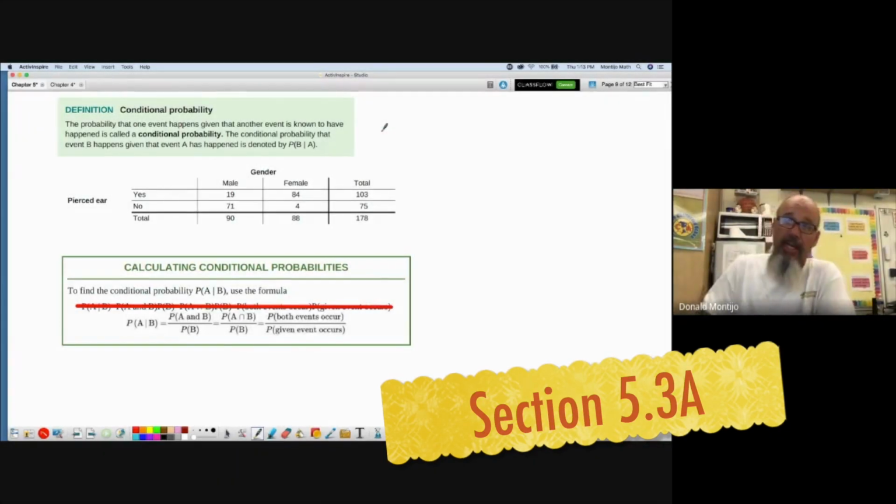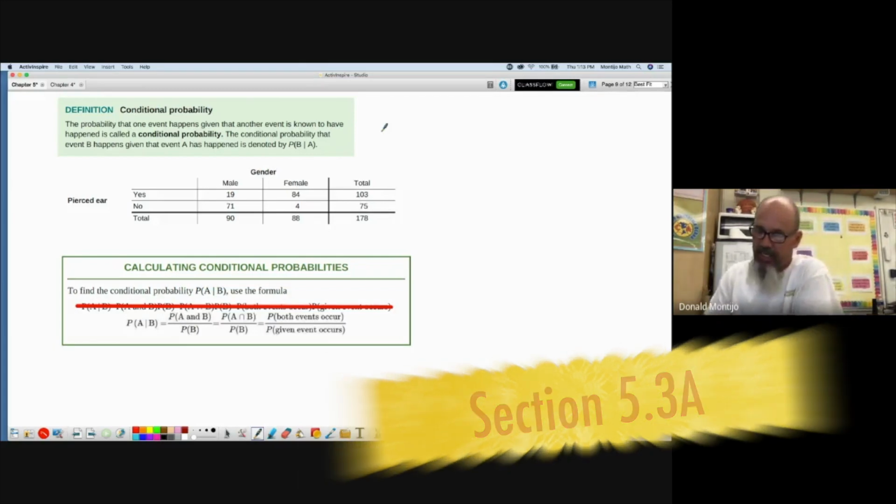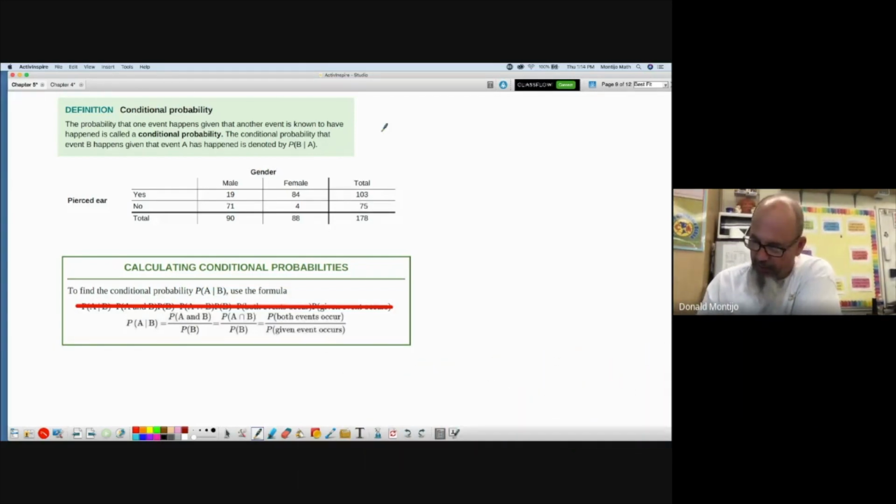All right, next we're going to look at conditional probability. Conditional probability is written with a slash. Kind of looks almost like B divided by A or A divided by B. The conditional probability of B given A. This slash right here is read as given.